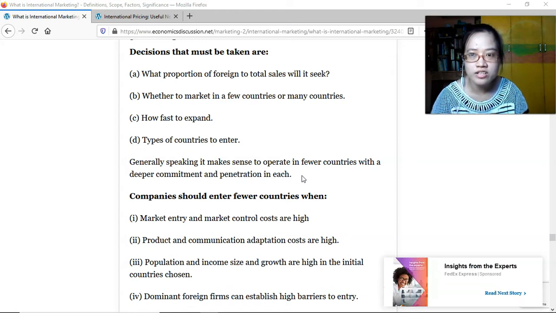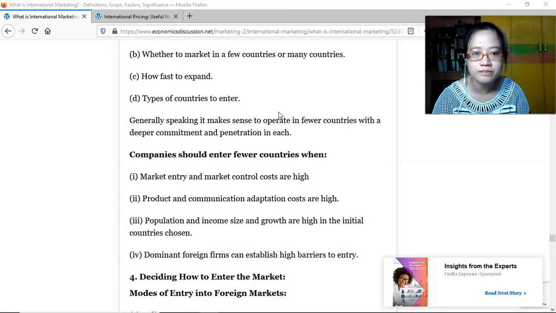Much easier as well if it has a lot of similarities with the local market. Okay?